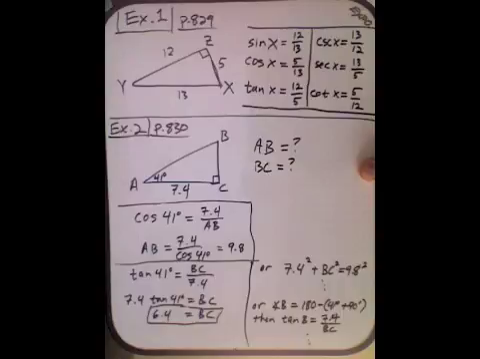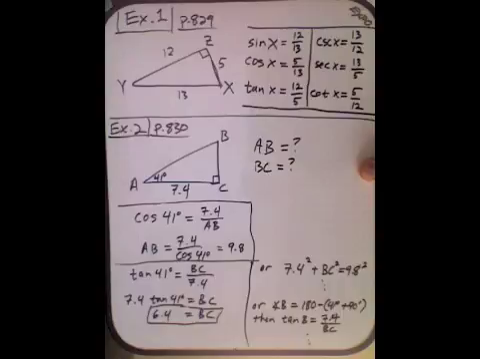So, using your calculator, make sure that if it has a mode button, you check the mode. We want to be using degrees right now, not radians, so make sure it's in degree mode. Cosine of 41 is 7.4 over AB. Rearranging, we find that AB is 7.4 divided by the cosine of 41, which turns out to be 9.8. Try that now and see if you can use your calculator to get the right answer.